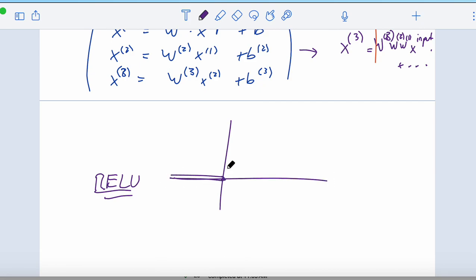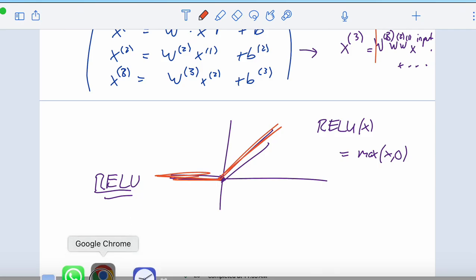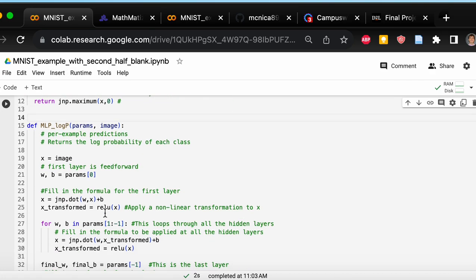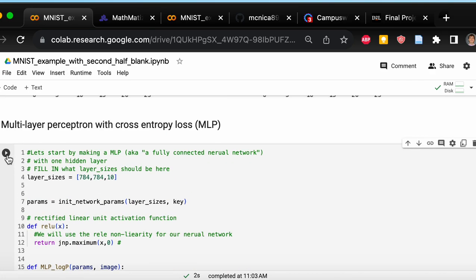ReLU of x is equal to the maximum of x and 0. So it's 0 if you're negative, and then it's x if you're positive. So it does nothing if you're a positive number, it just lets you through. And then if you're negative, it sets you to 0. Okay, so I'm going to do that. ReLU is the maximum of x and 0. That is right here, jnp.maximum of x and 0. And now I have transformed my thing by applying this nonlinearity, and it should work quite nicely.